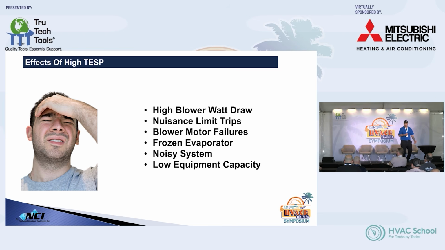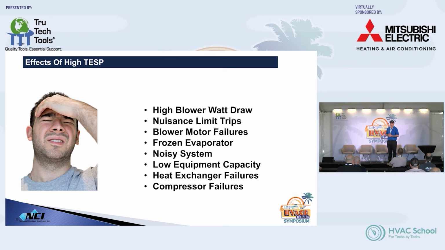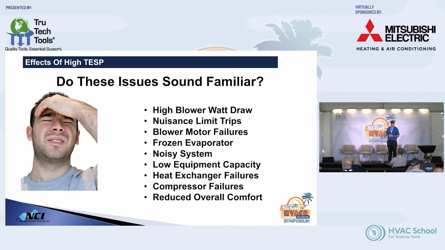Or low equipment capacity. If you're measuring capacity, you're using MeasureQuick, checking actual temperatures, latent and sensible, you have low equipment capacity. And like I said, heat exchanger failures, compressor failures. I think that covers most of it, right? That's low airflow, high TESP. Do these sound familiar? Do you guys run into this on a normal basis? This is something that's pretty common, right?